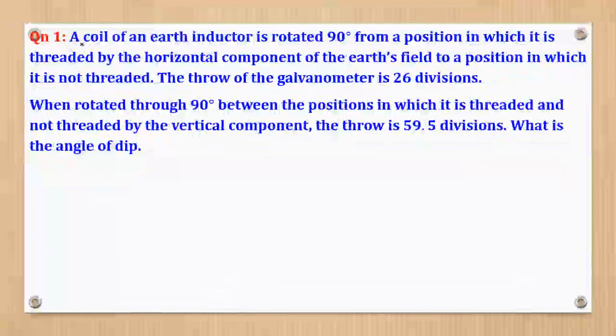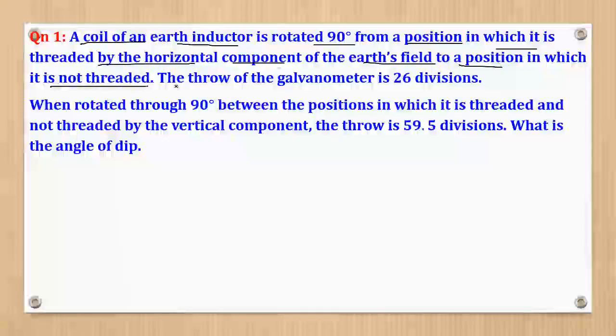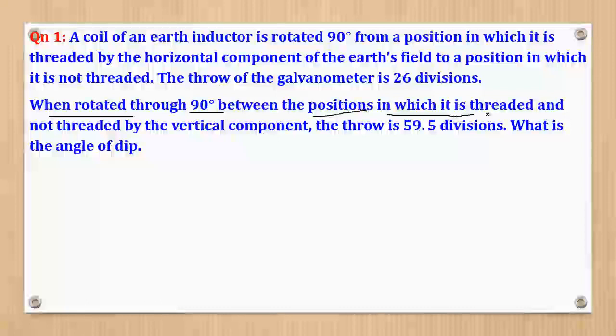Okay, so now we are going through this question. A coil of an earth inductor is rotated 90 degrees from a position in which it is threaded by the horizontal component of the earth's field to a position in which it is not threaded. The throw of the galvanometer is 26 divisions. When rotated through 90 degrees between the positions in which it is threaded and not threaded by the vertical component, so first one was horizontal, now vertical component, the throw is 59.5 divisions. What is the angle of dip?